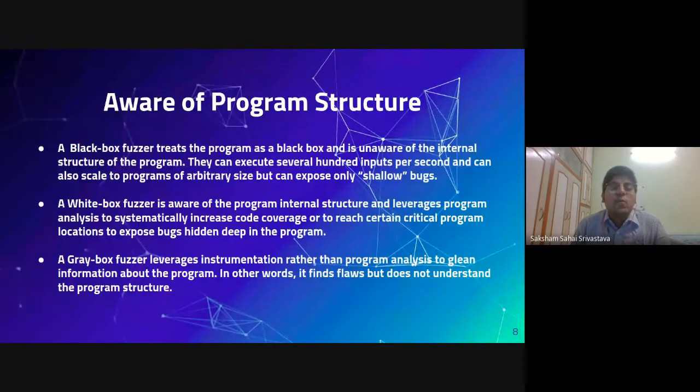Okay. Then we move on to white box fuzzer. A white box fuzzer is aware of the program's internal structure and leverages program analysis to systematically increase code coverage or to reach certain critical program locations to expose bugs hidden deep in the program. In other words, a white box fuzzer is completely aware of the program's internal structure. It knows where there is a branch, where there is no branch, where there is an if branch, where there is an else branch, where there is a for loop, where it has a while loop. So it definitely will generate test cases such that they can expose the critical program locations.